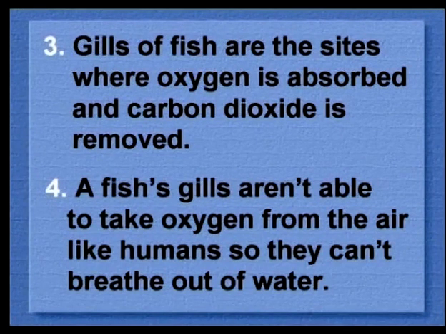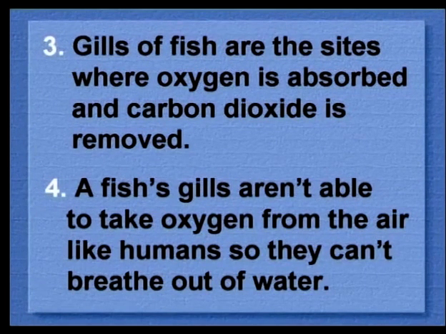And our last summary point, a fish's gills aren't able to take oxygen from the air like humans, so they can't breathe out of water, which means you see a lot of the times when you take fish out of the water, they don't live long because fish breathe in water. Once you take them out of the water, the gills are not able to take in that oxygen because it's out of the water, and that is where the gills collapse and the fish dies.